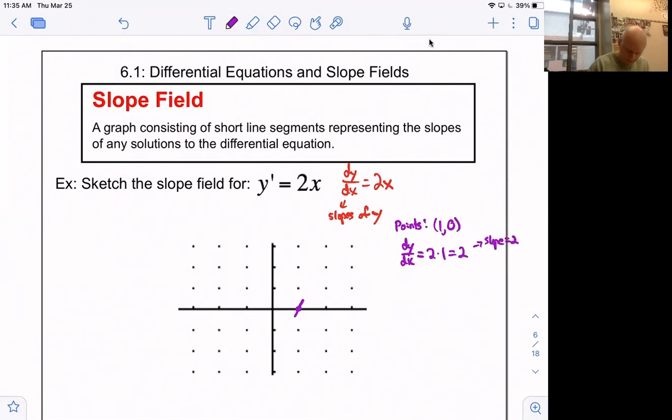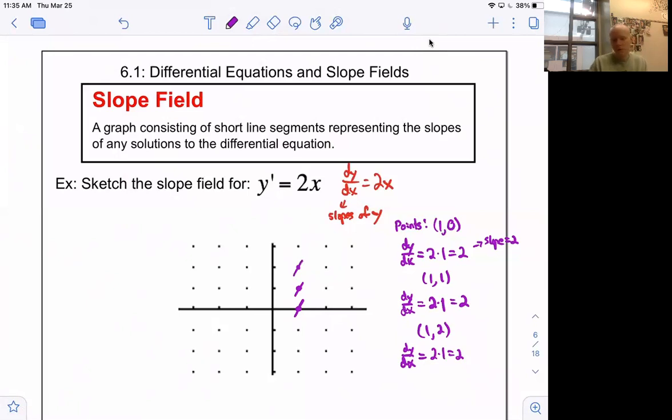All right, let me go up a little bit. So let's try the point (1, 1). That's this point right there. So dy/dx would be 2 times, and I only need the x coordinate, so 1. So it looks like that slope is 2 again. So I'm going to make roughly the same slope right there. And if I try the point (1, 2), same thing happens. dy/dx equals 2 times 1, which is 2. So at this point, we have a slope of 2 again.